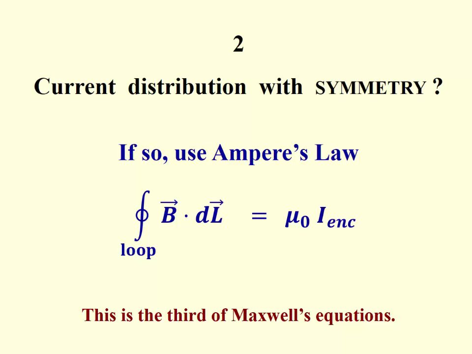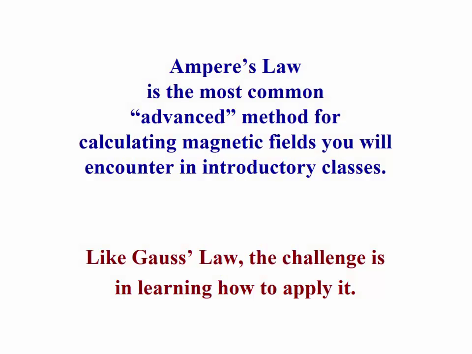The second situation is where you have a current distribution with symmetry. So there's a distribution of the current, but it has a simple symmetry that allows us to use Ampere's law in its integral form, where you do an integral of the magnetic field around a closed loop, and that is determined by mu naught times the current enclosed. This is the third of Maxwell's equations. You might notice right offhand that it's got a structure that's rather similar to Gauss's law. That is, what's inside of that loop determines the magnetic field around that loop. This subject also gets its own video because it's the most common advanced method for calculating magnetic fields that you encounter in introductory classes, and thus it's important that you master it.